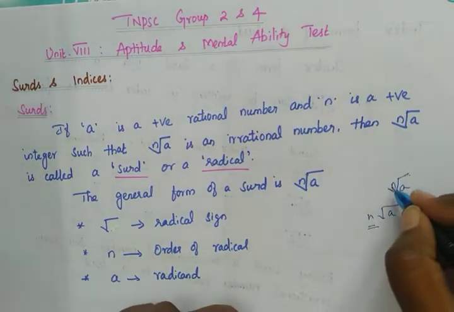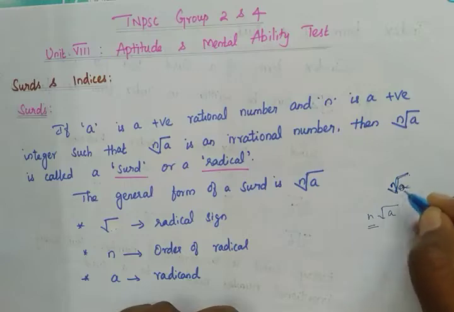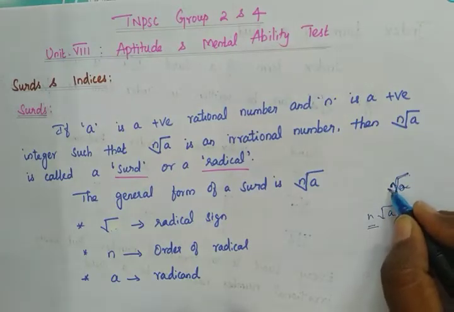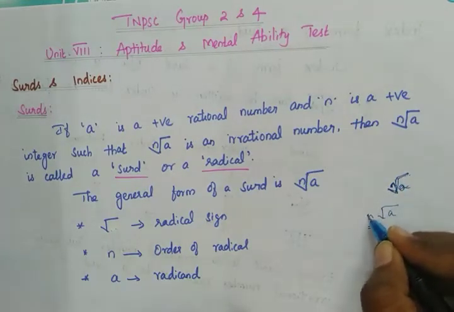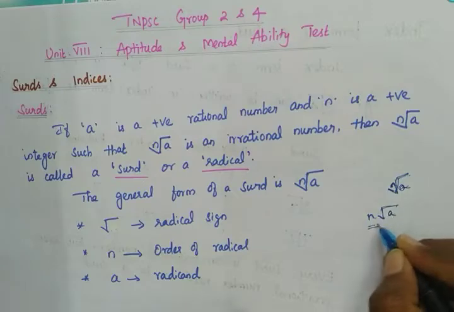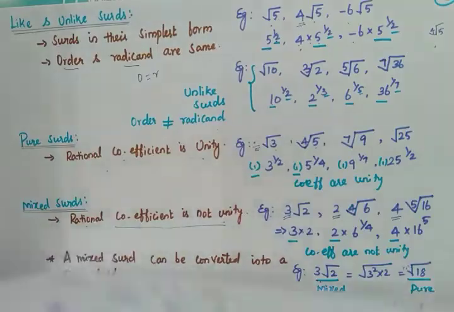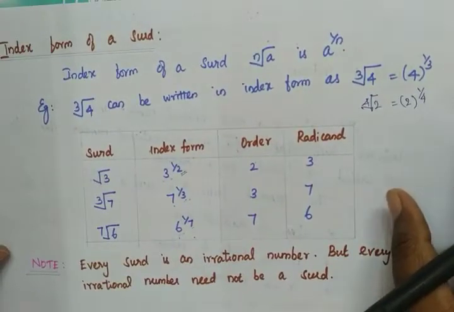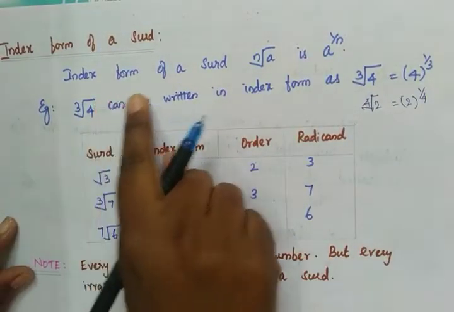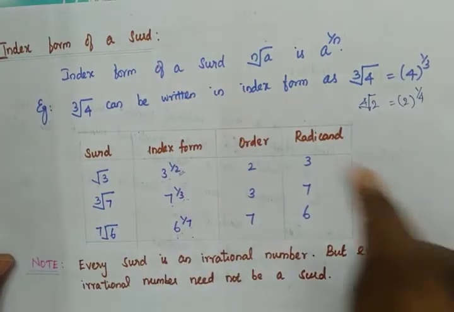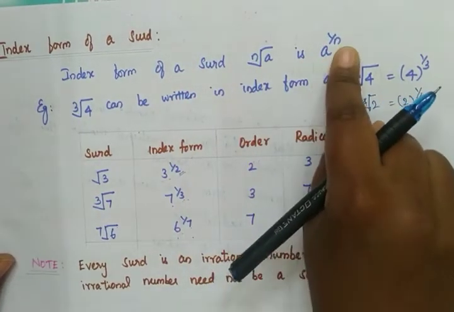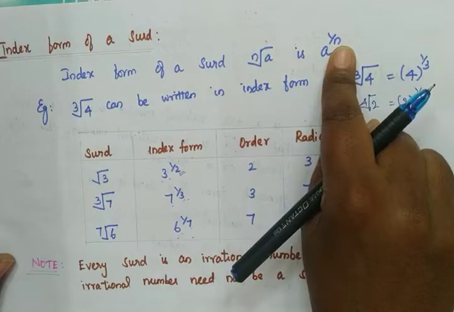Now let us see this n root a. If it is like this, it does not represent a coefficient. If we have n like this, then this represents the coefficient of this a. Then this is the index. What is the index? Index form of a surd. So the index form of the surd n root a is a power 1 by n. If you represent it like this, then it is called the index form.